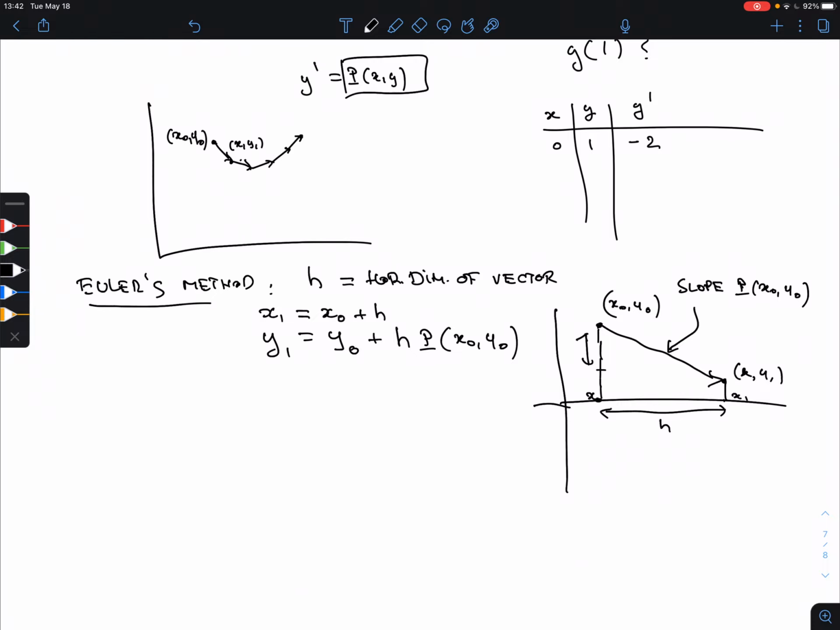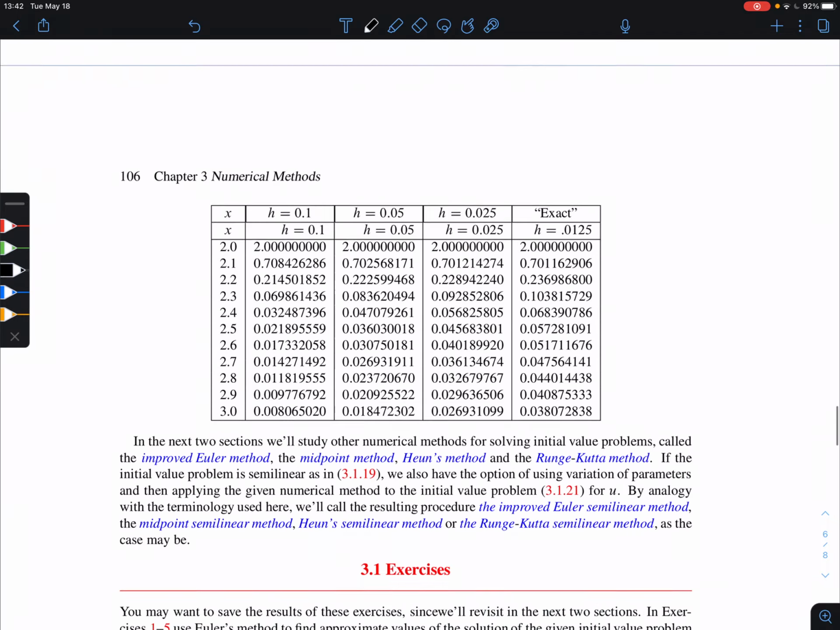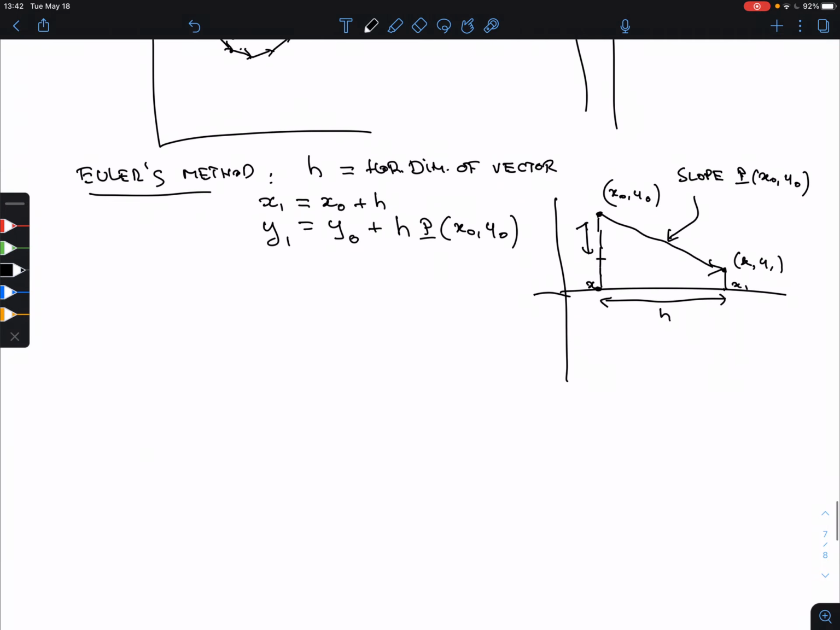And then we repeat. Now we have a new vector again, so let me do it in a different color. We have again a new vector here. This distance is again h, so x2. What would x2 be? Let's write it down. x2 will be x1 plus h, right? Again, we go h further.